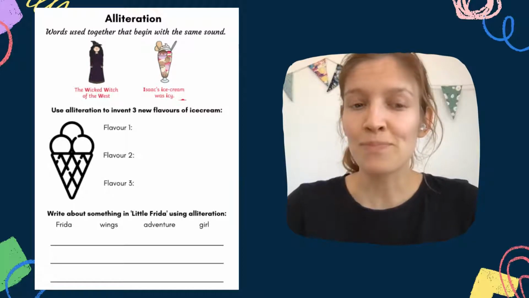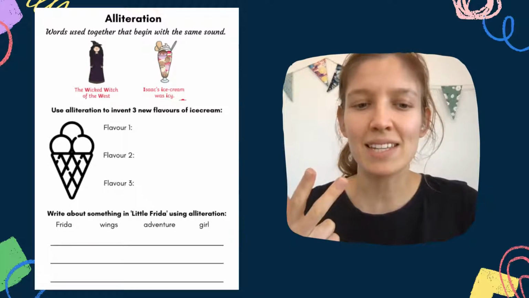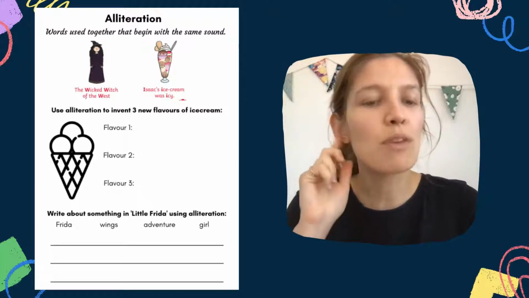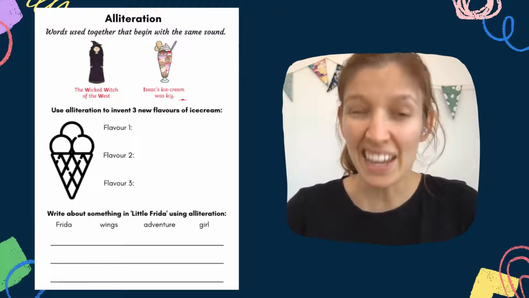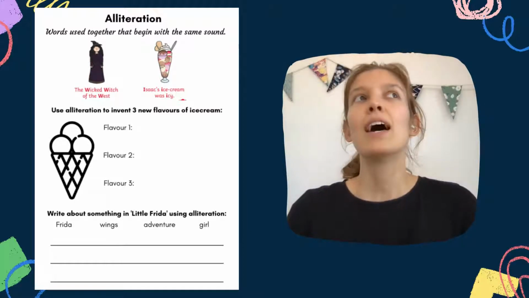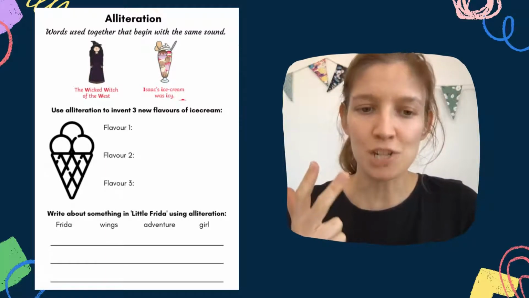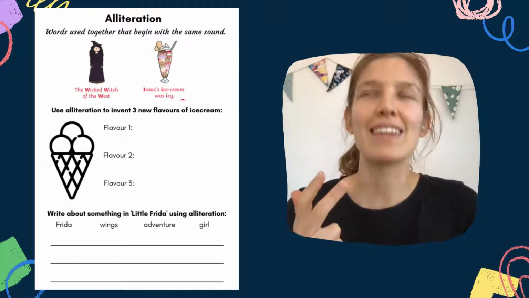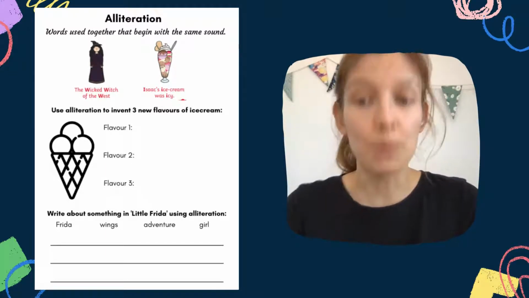I came up with a couple, and I thought of beautiful brownie bites. There are 3 words that start with B, so I know it is alliteration, and I think it sounds quite tasty. The second one I thought of was melting in your mouth marshmallow. I think that sounds really delicious. So those are 2 of the flavors that I would write down.